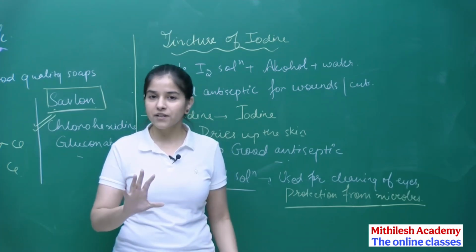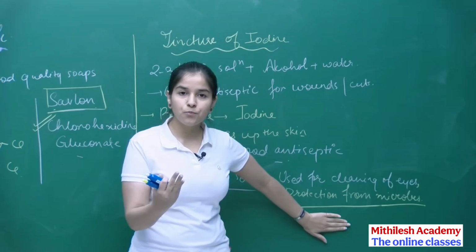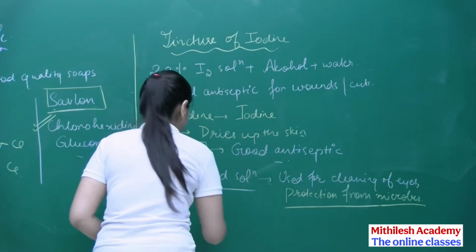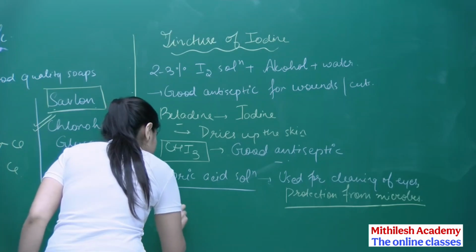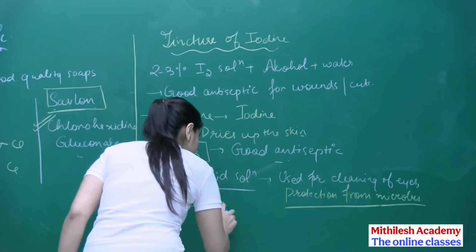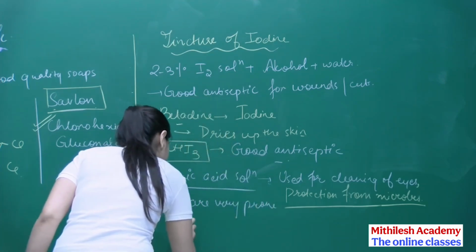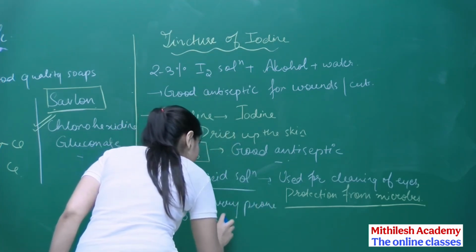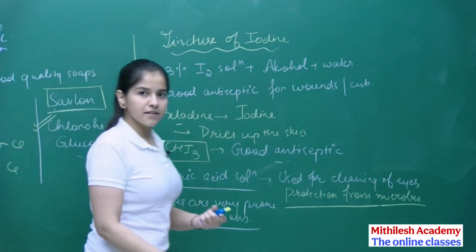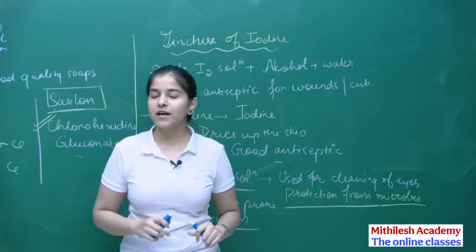So I hope that is very well clear to you. Eyes are the most important organs which are exposed to infections. These are very prone to infections. It is the only area which is exposed so much. Not our skin, not our hair, nothing but the eyes. So I hope you all have got it.